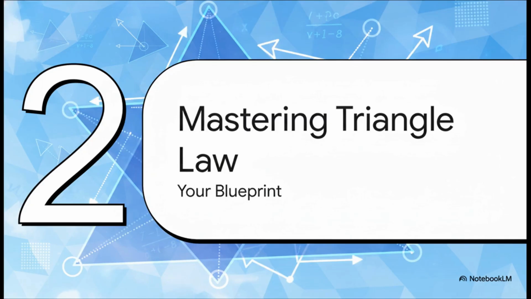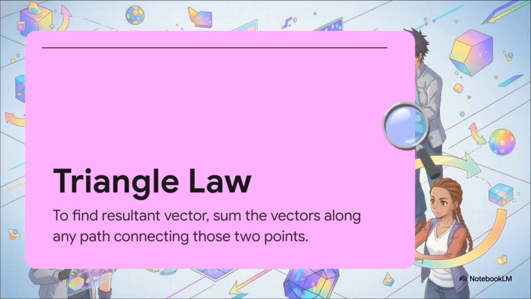Consider this your ultimate blueprint. The triangle law for vector addition is honestly beautifully simple once you visualize it. To find the resultant vector between 2 points, like your starting point and your final destination, all you do is sum the vectors along any path that connects those 2 points. It's exactly like giving a friend directions to a coffee shop. If the main road is closed for construction, you just tell them to take a detour down one street, take a left down another, and boom, they still arrive at the exact same coffee shop. In vector geometry, tracing that exact detour is what the triangle law is all about.